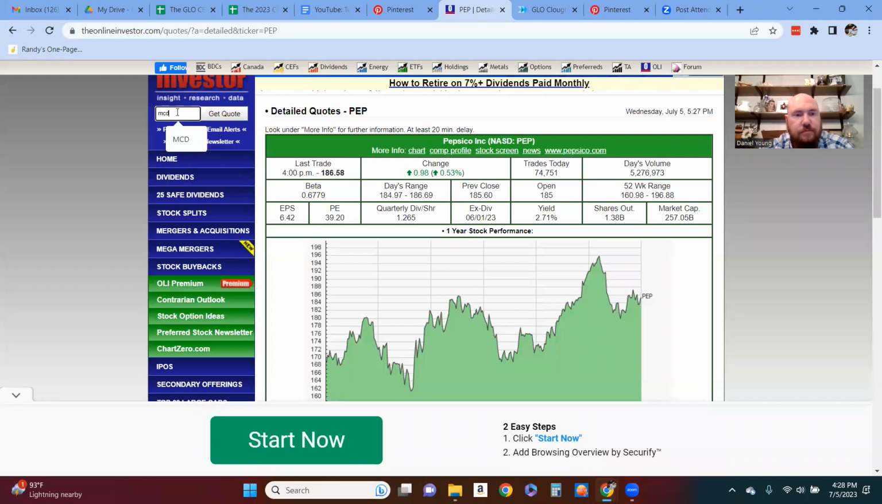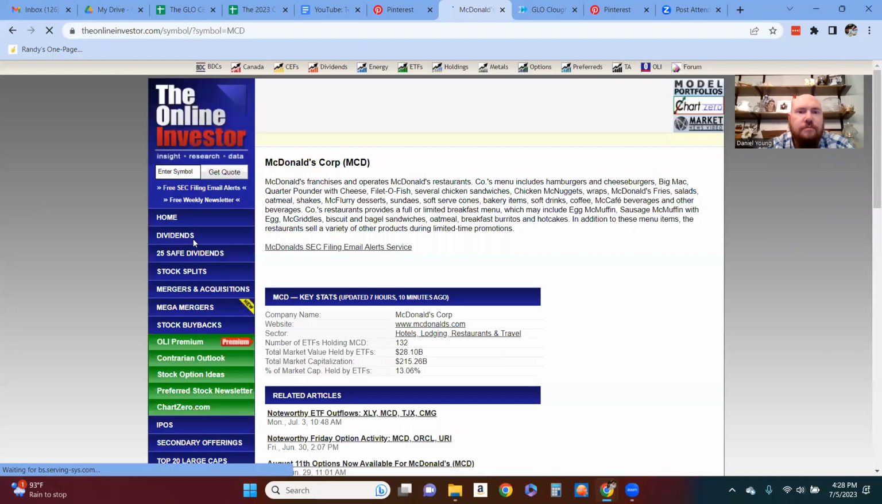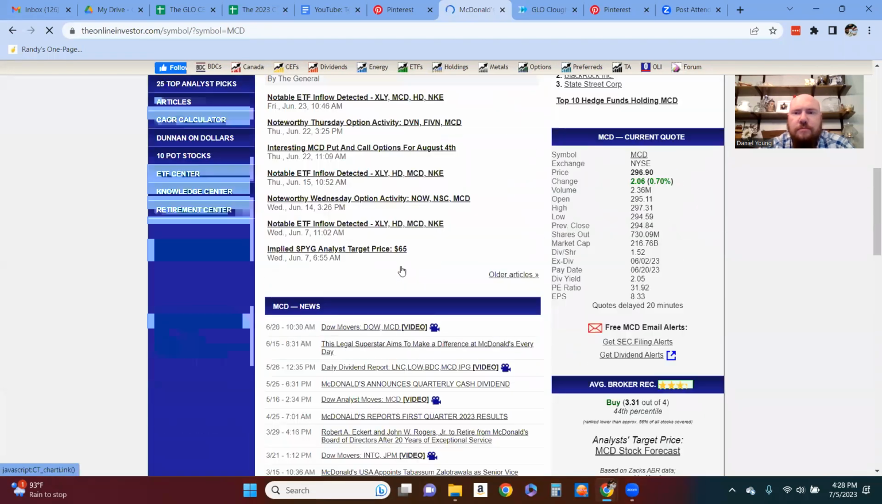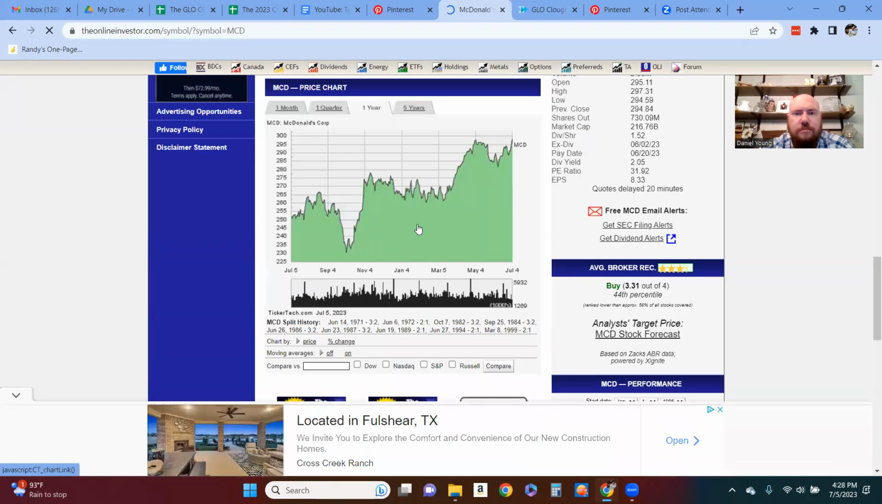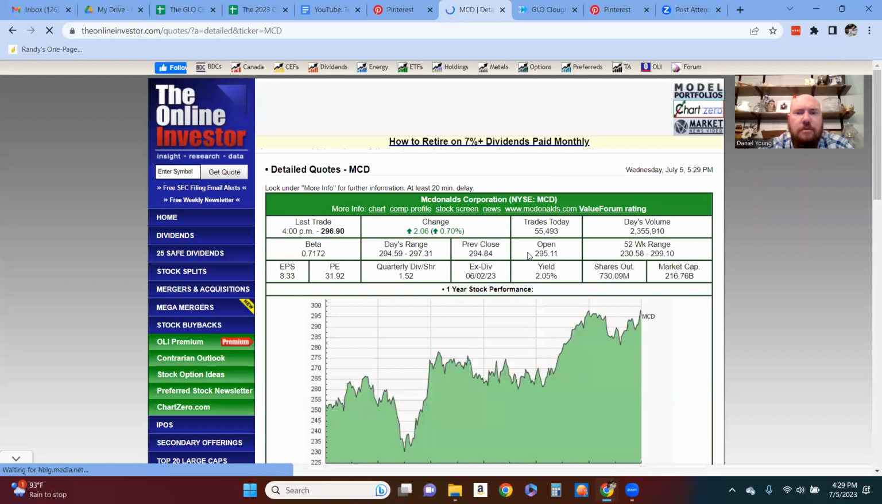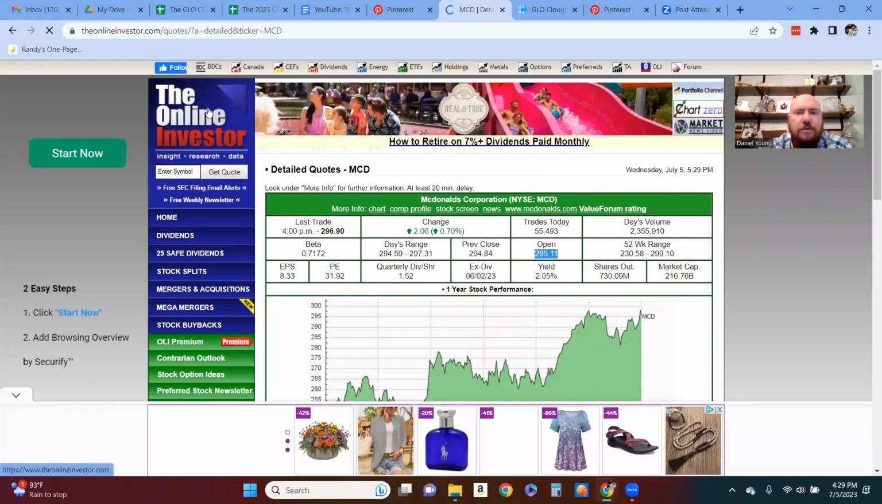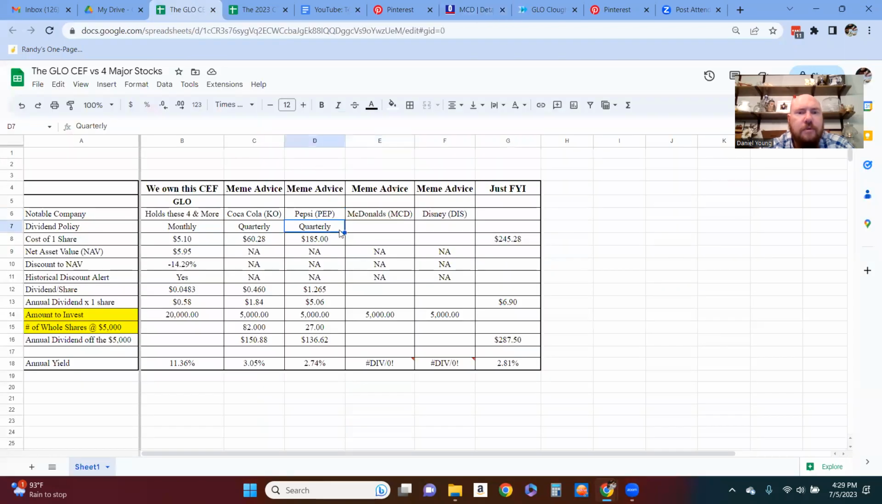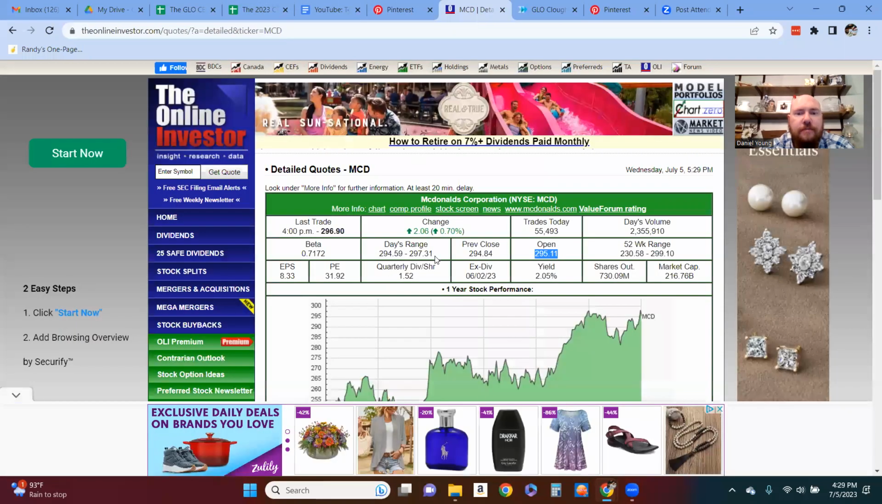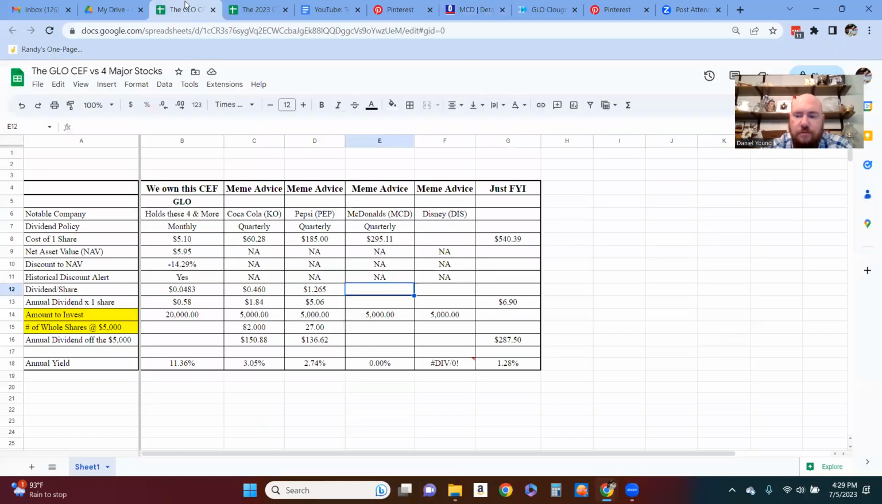McDonald's. McDonald's pays quarterly. McDonald's is 295.11. Those don't apply. The dividend, 1.52. We can update that cell.